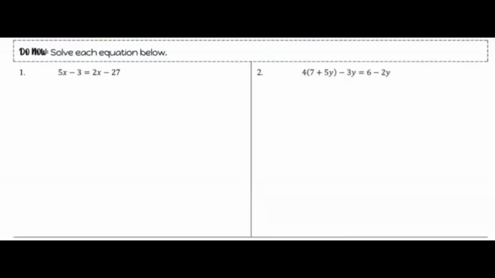Let's take a look at today's do now. We have: solve each equation below. Number one, 5x minus 3 is equal to 2x minus 27. And number two, 4 times (7 plus 5y) minus 3y is equal to 6 minus 2y. So pause the video, try both problems on your own, and we will compare our answers.